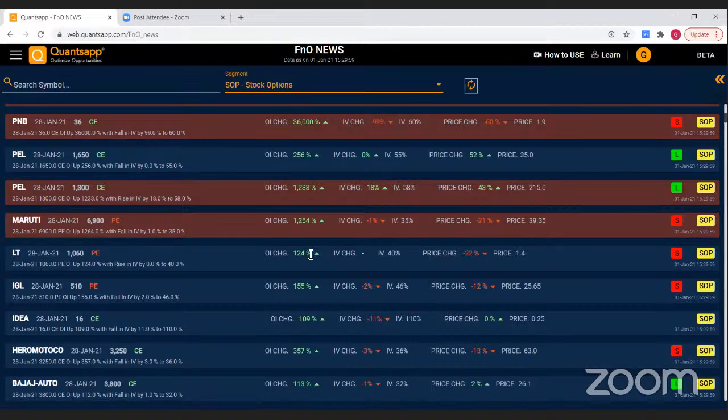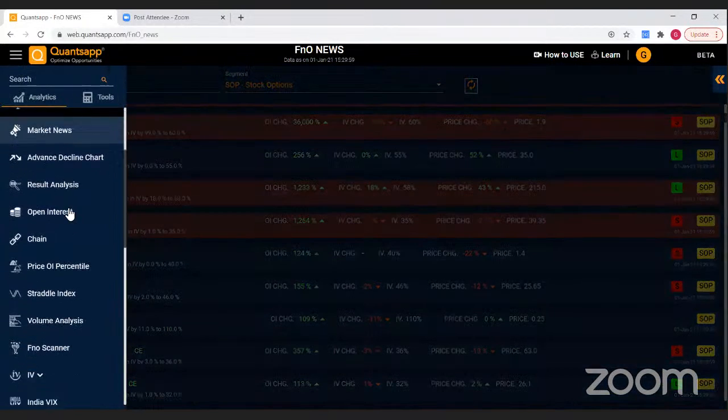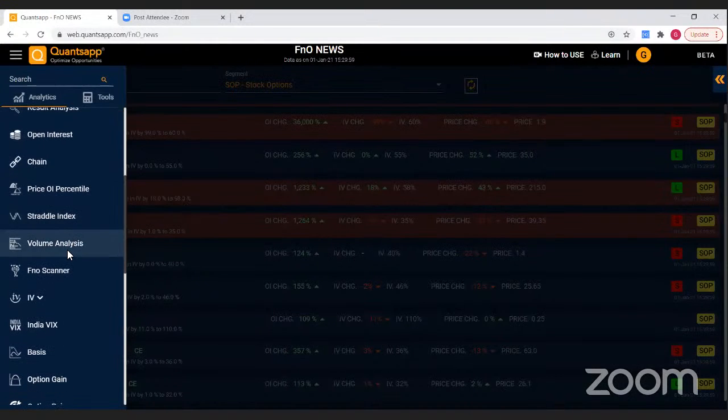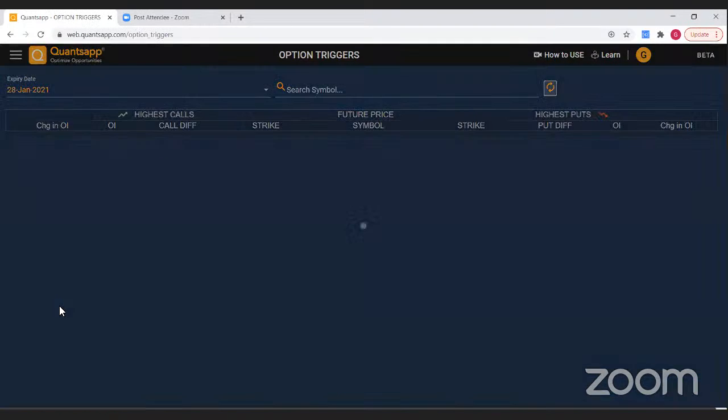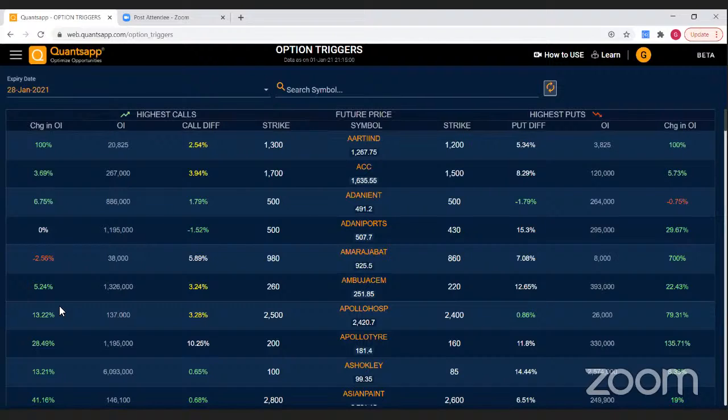So now we'll move to the next tool. We're going to see about the option triggers, and find out where the likely breakdown or breakout can happen in a particular stock.